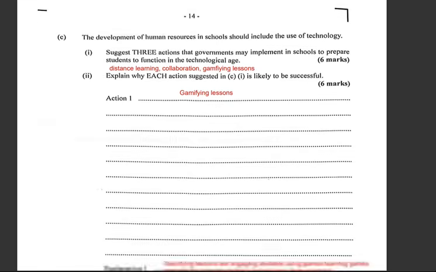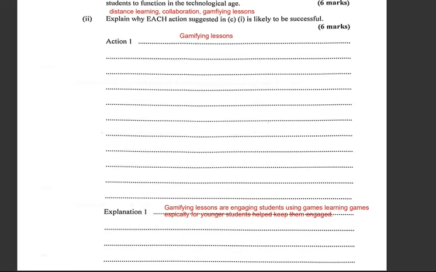So let me just expand on these questions. As I mentioned before, guys, your answer doesn't have to be the same as mine, as I selected on the paper here. It could be different. So if you have any other answers or any concerns, feel free to leave them in the comment section. Explanation 1 here says gamifying lessons are engaging students using games, learning games, especially for younger students, to help keep them engaged.